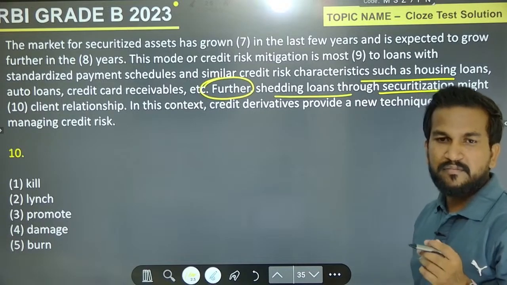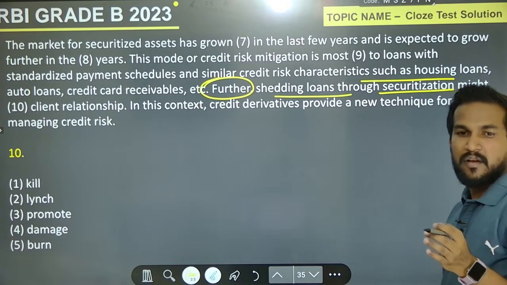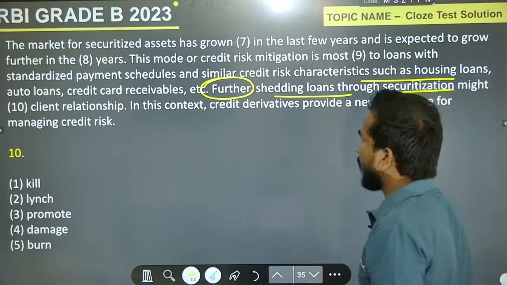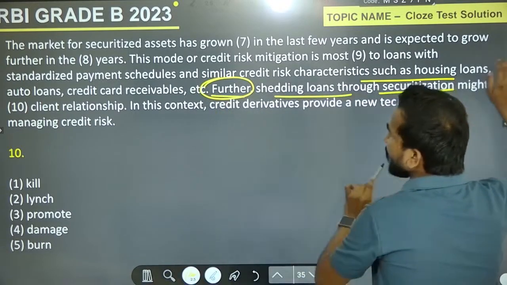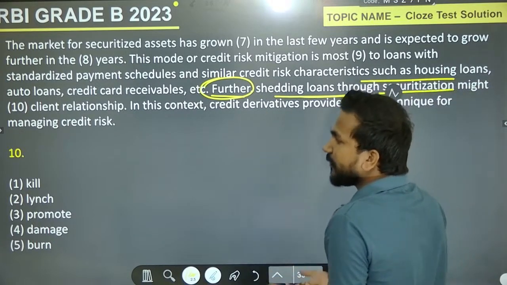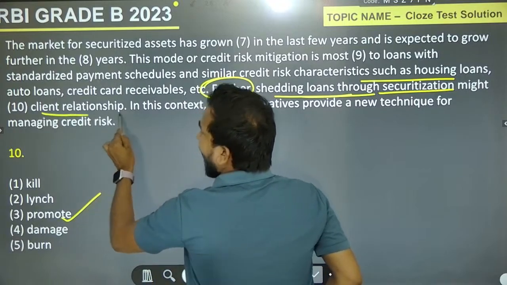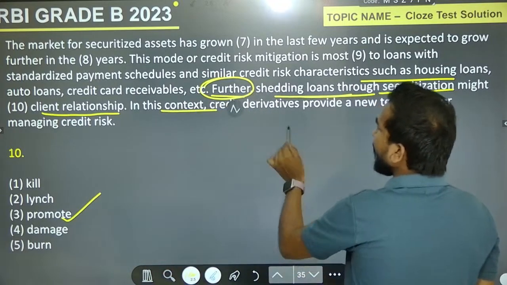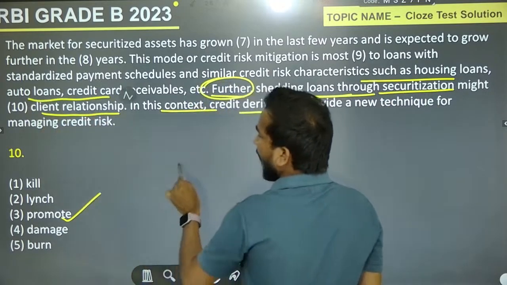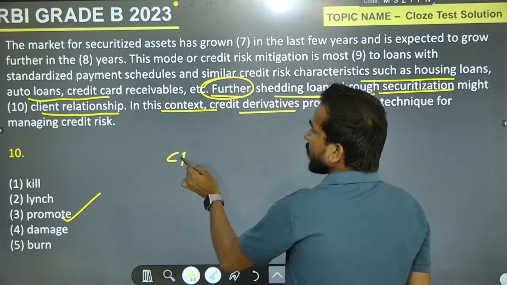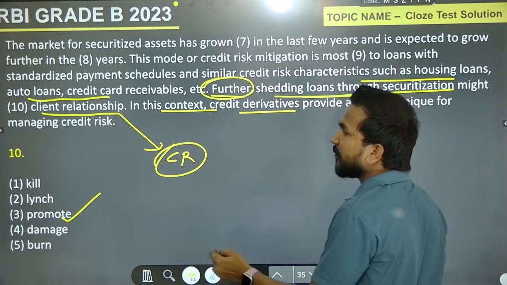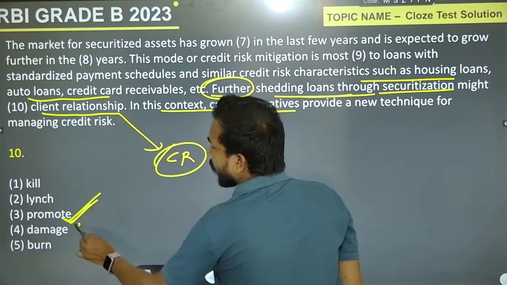Yeah, thank you so much, Navina. Promote, yeah, definitely we are going to promote something. Further shedding loans through securitization might promote client relationship. In this context, credit derivatives. So definitely if we have client relationship, customer relationship, we are going to promote something.